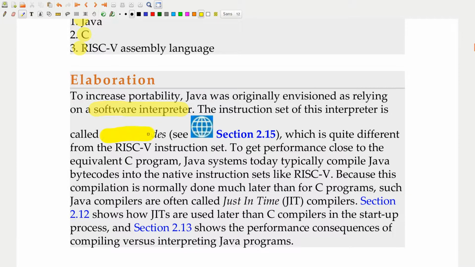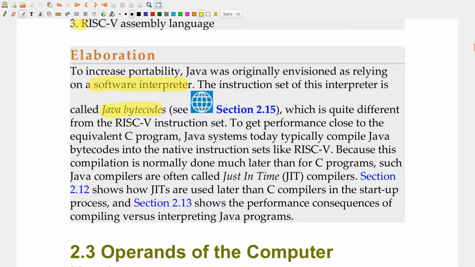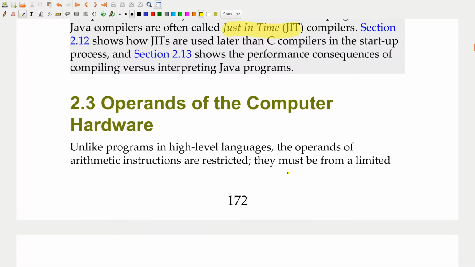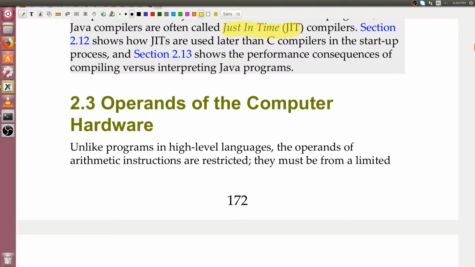And so it uses something called bytecode, which is different from the RISC-V instruction set. It uses this in order to get close to C, because C you compile down into the instruction set, while Java is an interpreted language. So it uses something called JIT, which is just-in-time compilation, and we'll see what that is later. But we won't go too into that. That's more on the software side. We care about architecture. We're architects.